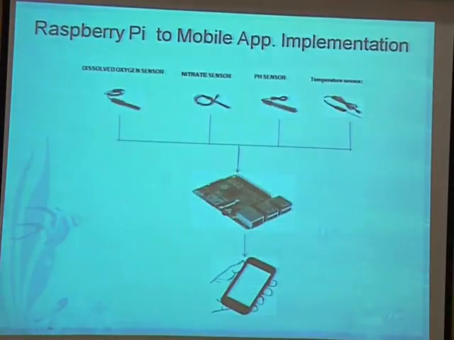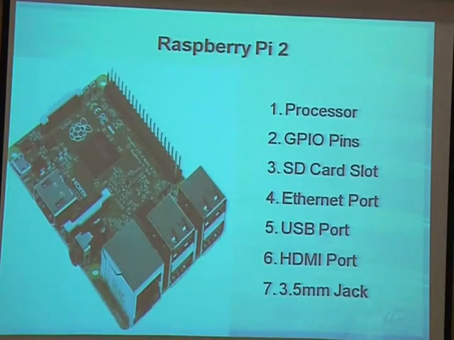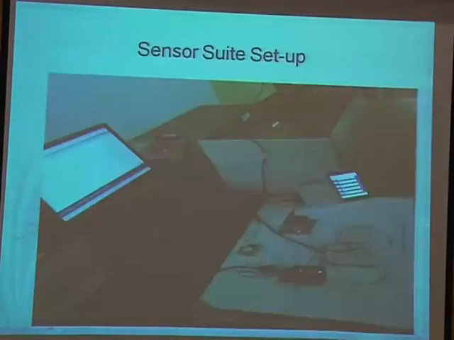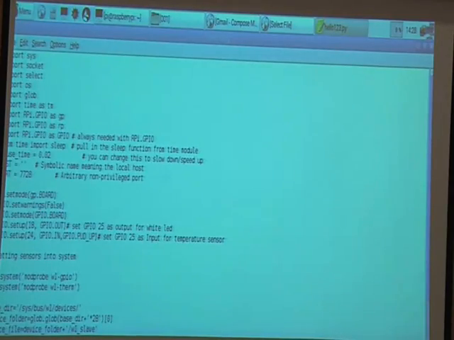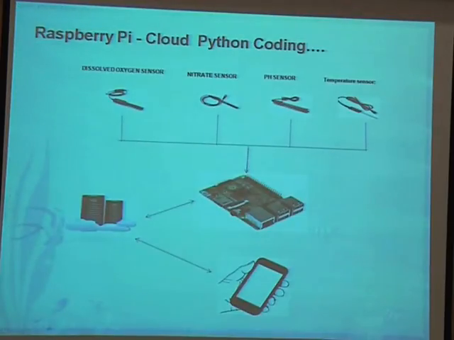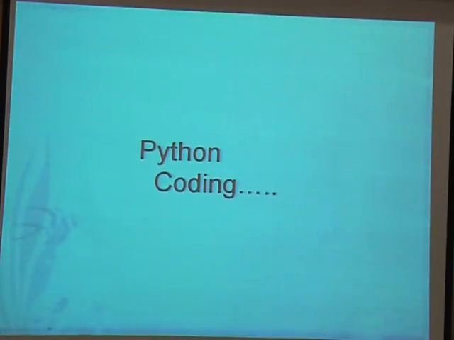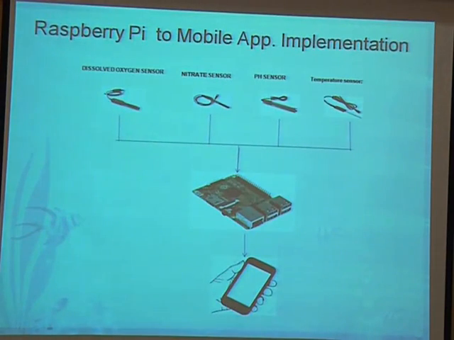Suppose you see here, we can find some pins. Through those pins we have to connect the sensors, and we can access the data through the pins only. For that I have to go for GPIO programming. Suppose you see this picture, we have 4 sensors which are connected to the Raspberry board. For that I have to use GPIO programming.